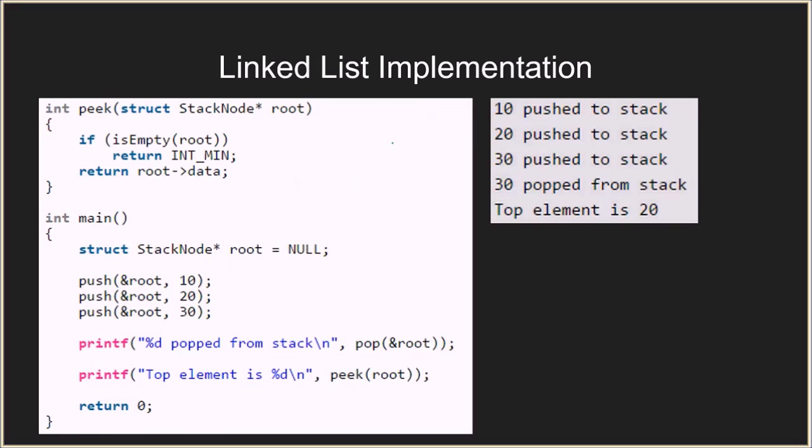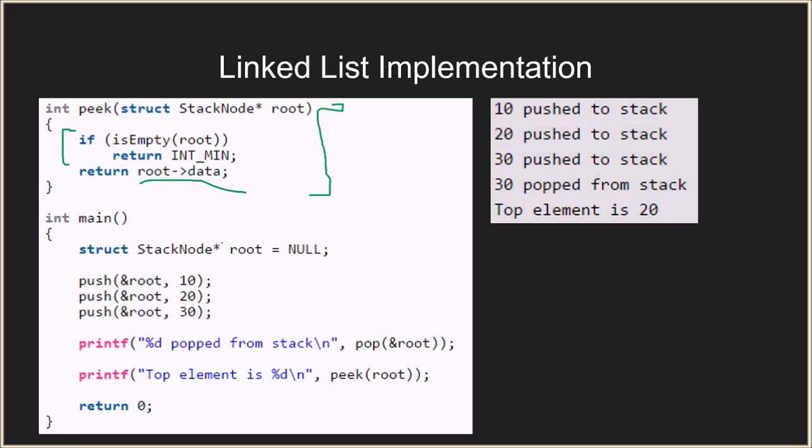Okay, now let's see the peek operation. Peek again checks if the linked list is empty. If the linked list is empty, then it returns INT_MIN. Otherwise, it just returns the data part of the root node, so the data part of the first node.